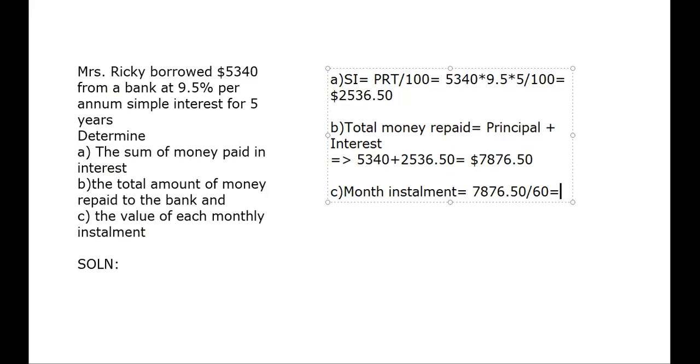And we divide that to get our answer, 7876.5 divided by 60, which is 131.28, rounding to 2 decimal places. So for every month for 5 years, she's going to pay the bank $131.28. That's it there for this question. I hope that you understand. Let us move on to another question now.